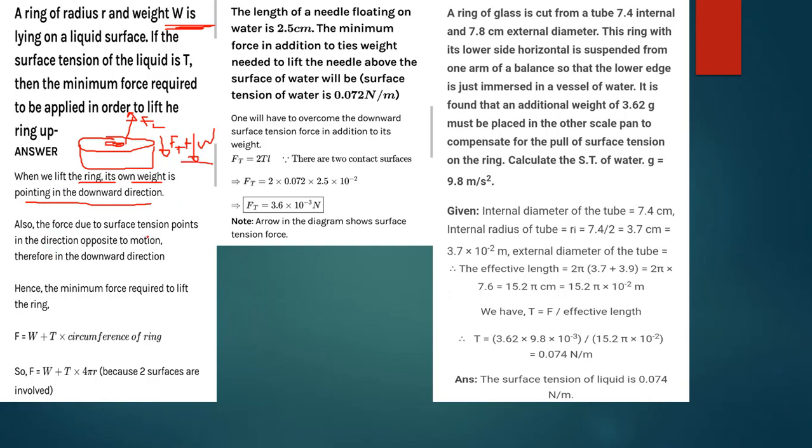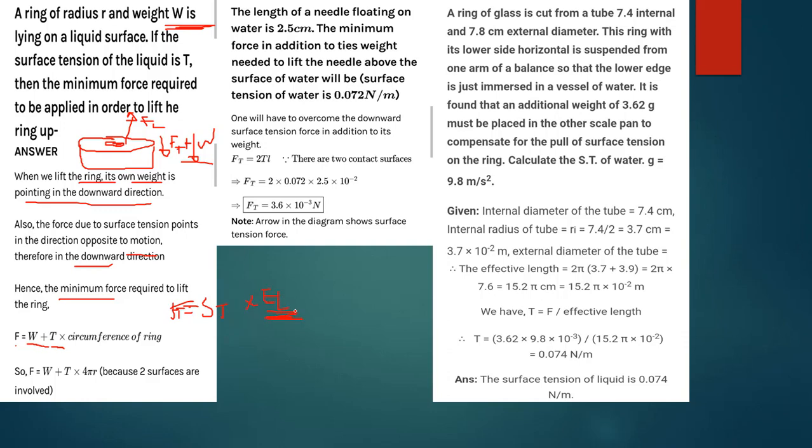Also, the force due to surface tension points in the direction opposite to the motion, therefore it is downward. Because surface tension acts like some friction, since it prevents you from lifting. Hence the minimum force required to lift is F, which is equal to W plus the force of surface tension. Now the force of surface tension, we have said, is equal to surface tension times effective length.